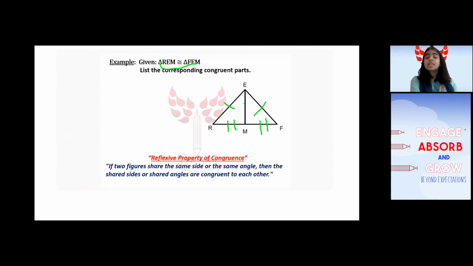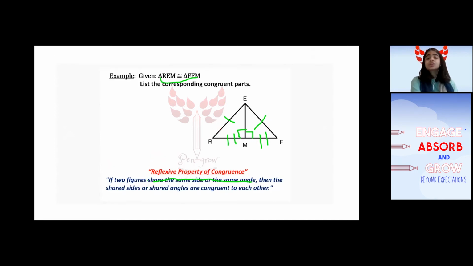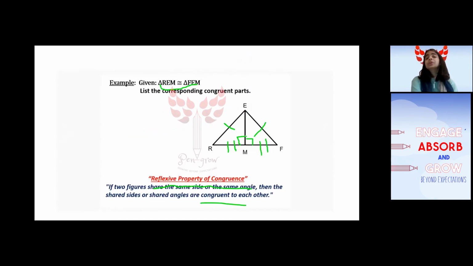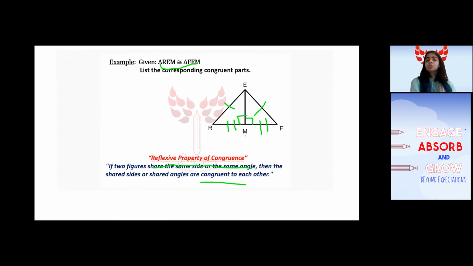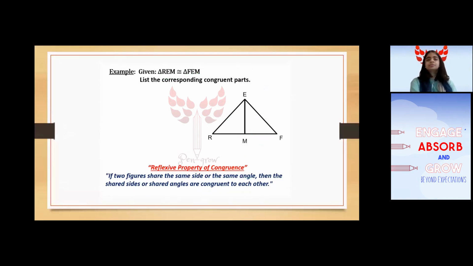We can also say that EM is the angle bisector, or not only the angle bisector, it is even bisecting the line RF into two equal parts. Bisect actually means to divide a line into two equal parts, and so this is 90 degrees. And what can be concluded about the triangle REF? It is definitely an isosceles triangle. So if two figures share the same side or the same angle, then the shared sides or the shared angles are congruent to each other. That's a very important thing to understand, right?